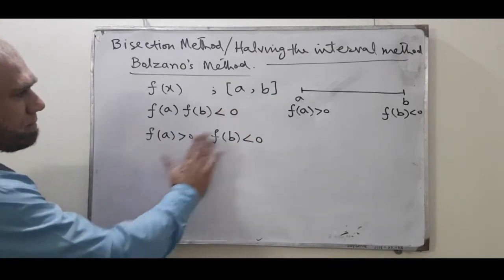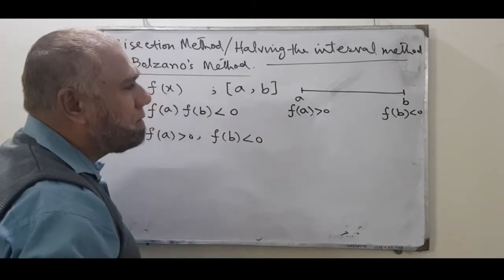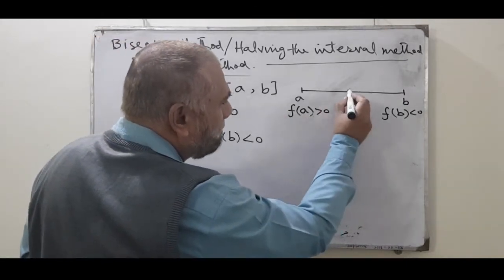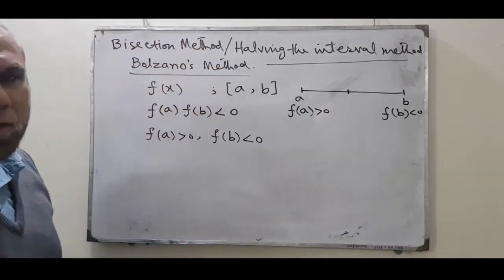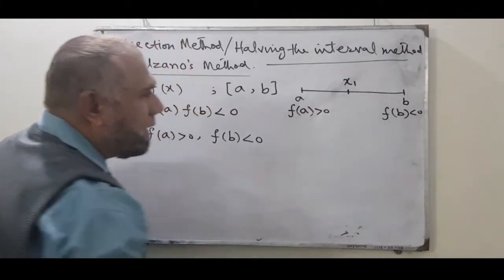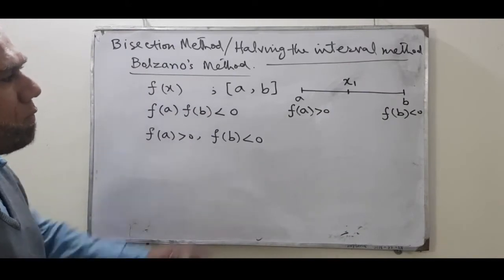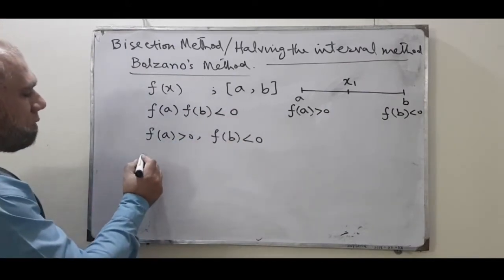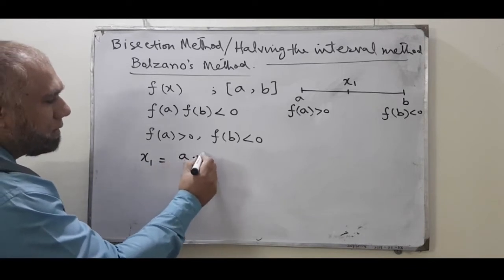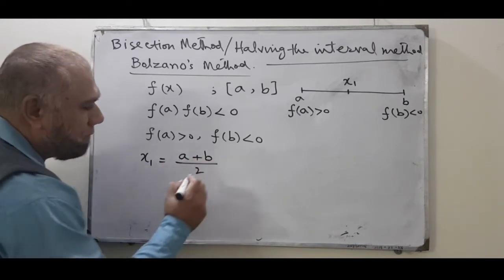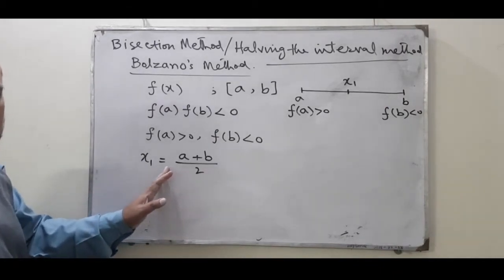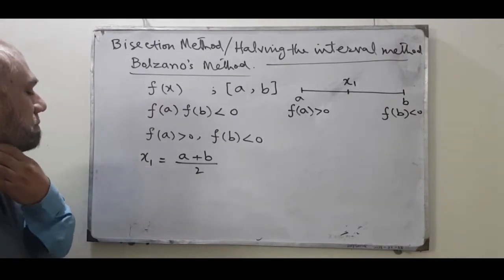After doing this, now we go for the search of the root. In order to do this, we find out the midpoint of the interval. And I label it as, say, x1. x1 is the midpoint of the interval A and B. How do we find out the midpoint? We already know the formula. If we are given the endpoints, we take the sum of these two endpoints and divide it by 2. So this provides you the midpoint of the interval.